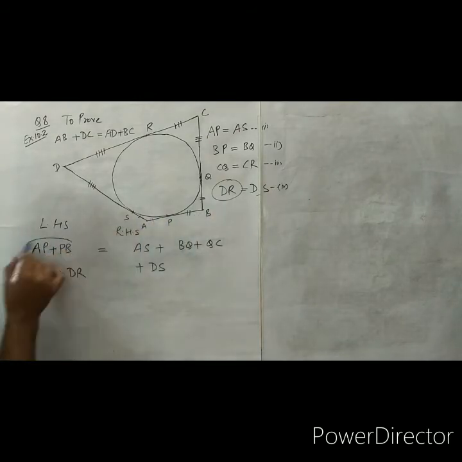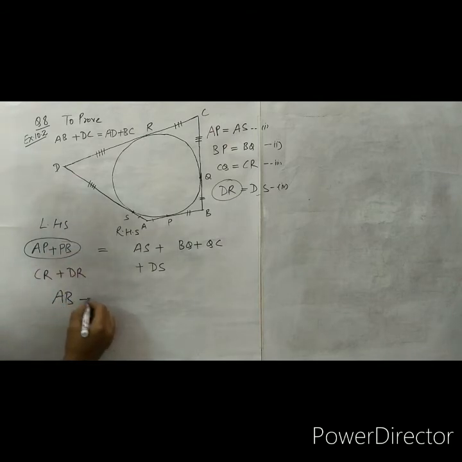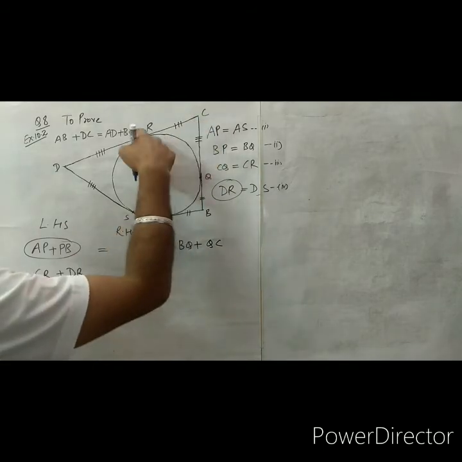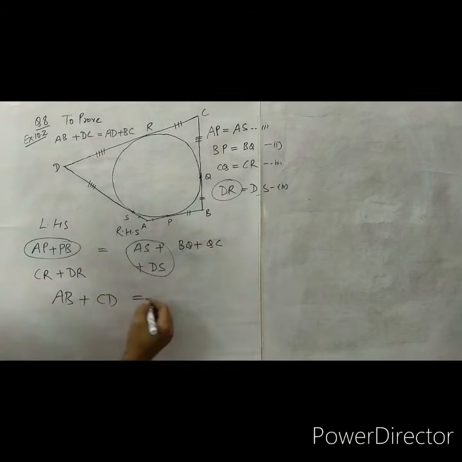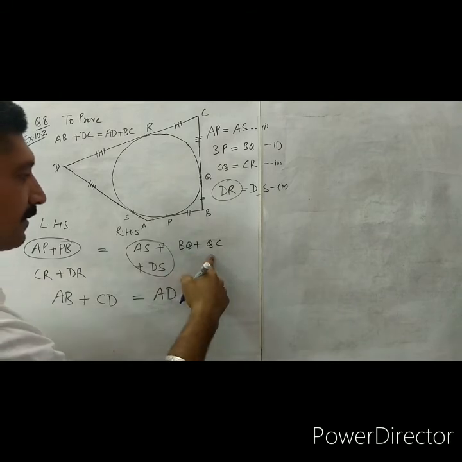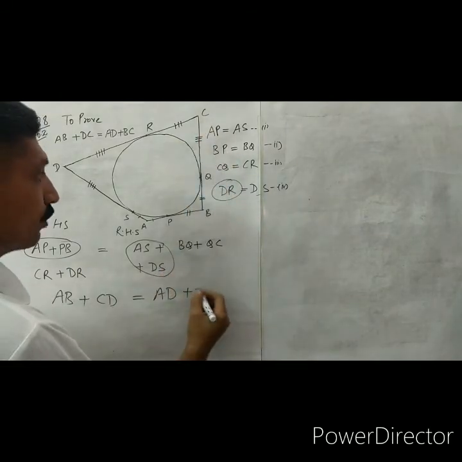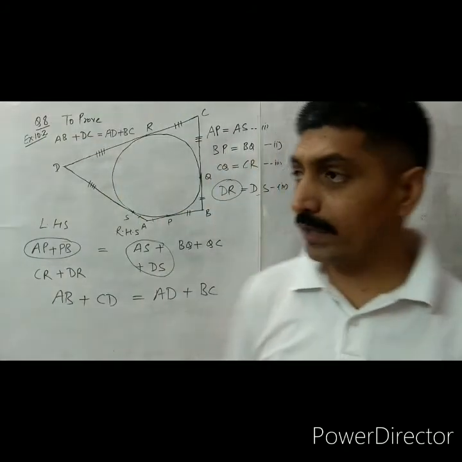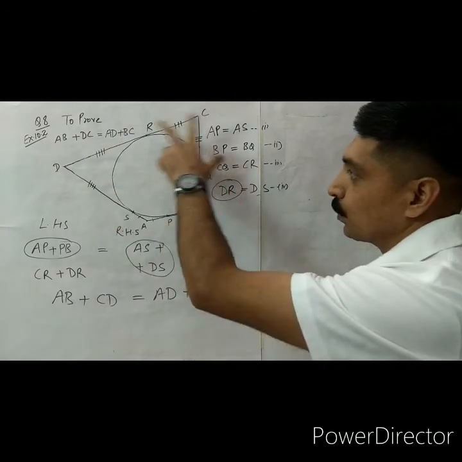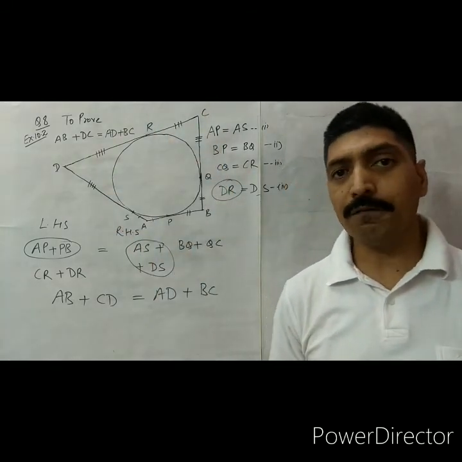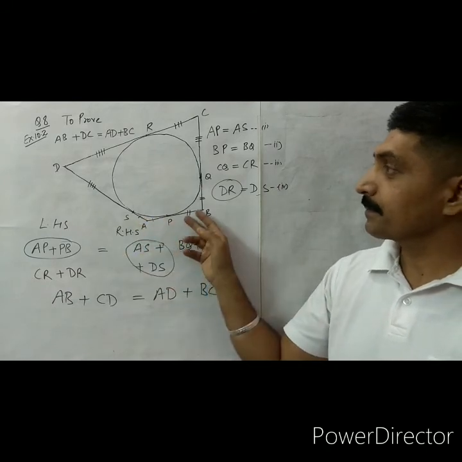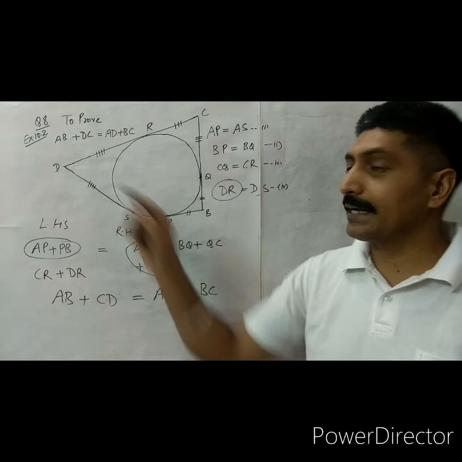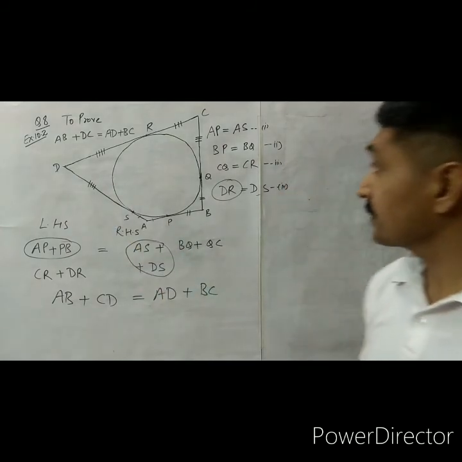So here AP plus PB is equal to AB, and CR plus RD or DR is equal to CD, and here AS plus SD is AD, and here we have BQ plus QC is equal to BC. So whenever a circle is circumscribed by a quadrilateral, the sum of the opposite sides of the quadrilateral is always equal. Meaning AB plus DC is always equal to BC plus AD. Always. So next, question number 9.